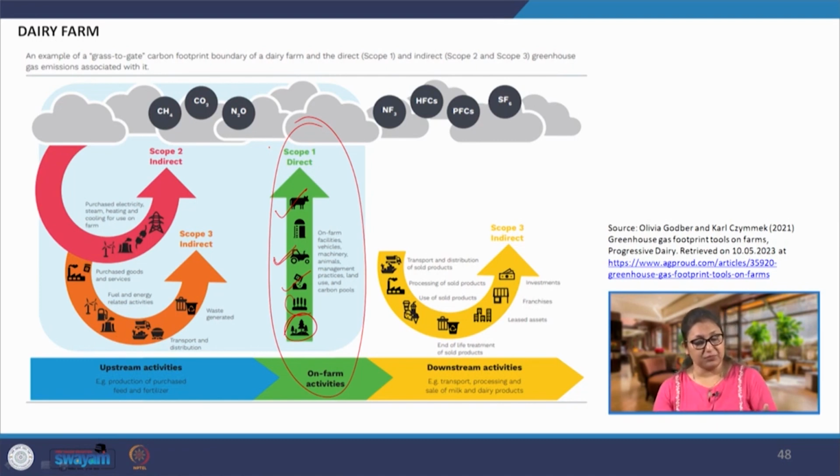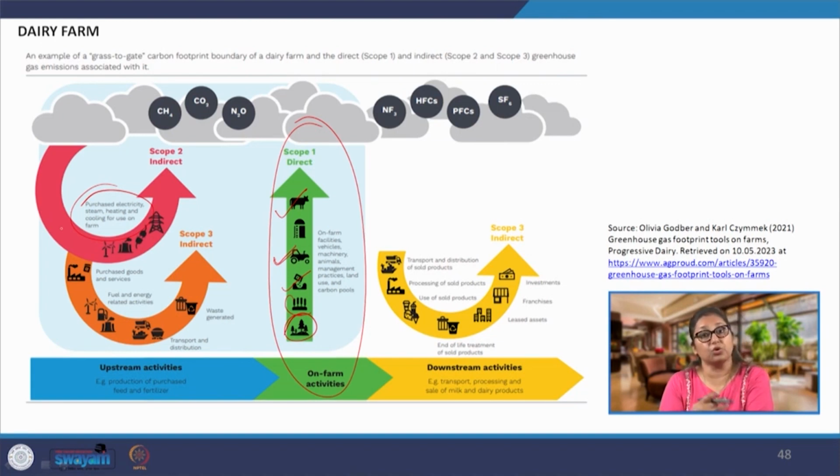Now, looking at the upstream activities. The activities which contribute towards the creation of the product are what we are calling upstream. Here, the simple scope 2, which we have understood in other cases also, is purchased electricity, steam, heating and cooling for use on the farm.